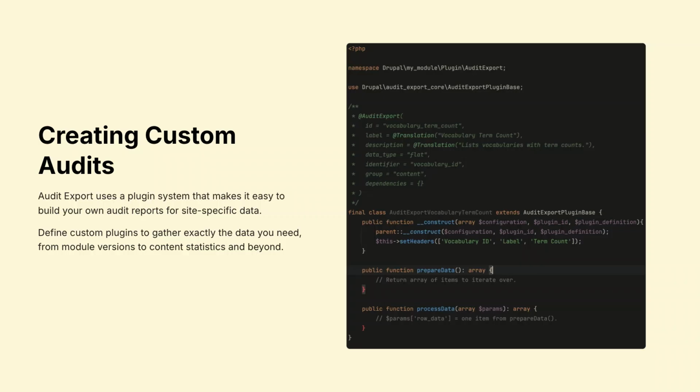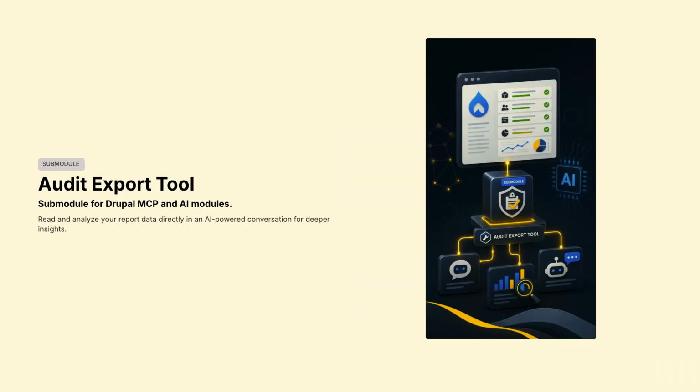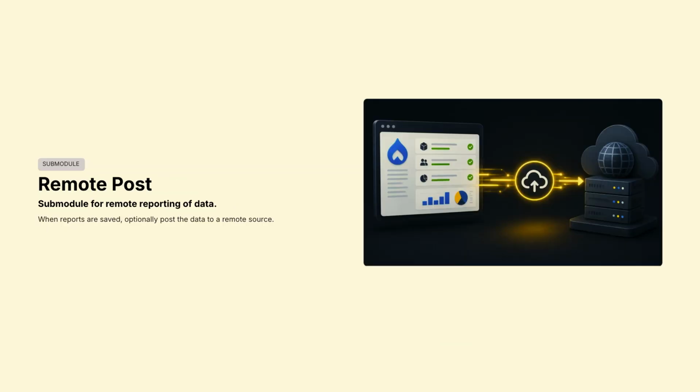But once you have it enabled, it becomes a derived tool, and it's available within the UI. It's available within Drush, to the tool API, to Claude, all those other places, without having to do anything else other than just creating this plugin. We've already talked about the tool module, but this is the submodule for connecting it with AI, Drupal MCP, remote post.